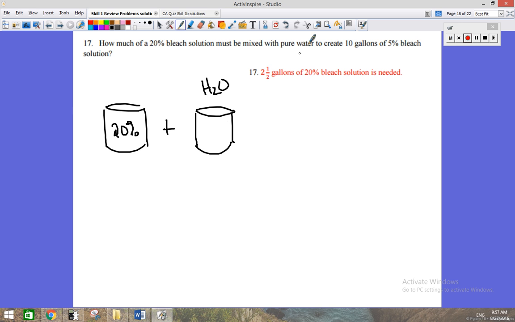High quality H2O. And water doesn't have any bleach in it, or at least we hope not. We're trying to create a new solution, and it's 5%. So the water's doing the trick. The water is diluting the 20% down to 5%. Now, we want 10 gallons of this 5%.